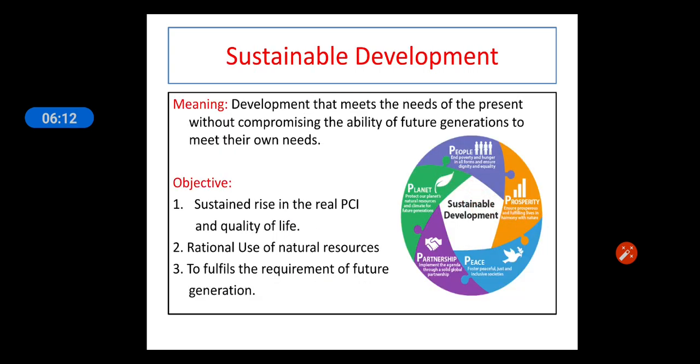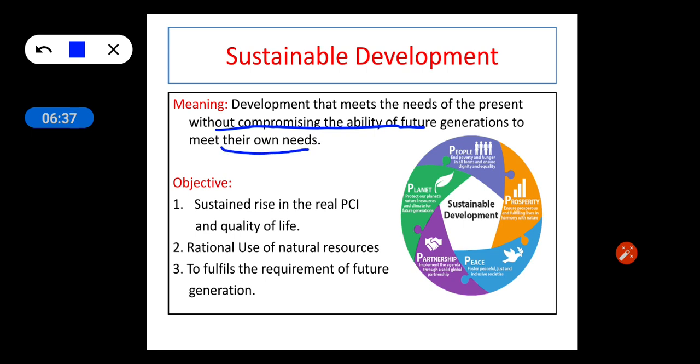Now finally, we will talk about the sustainability of development, or sustainable development. It is development that meets the needs of the present generation without compromising the ability of the future generation to meet their own needs.